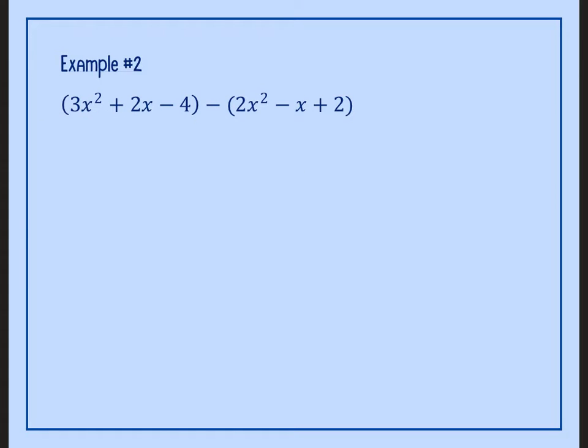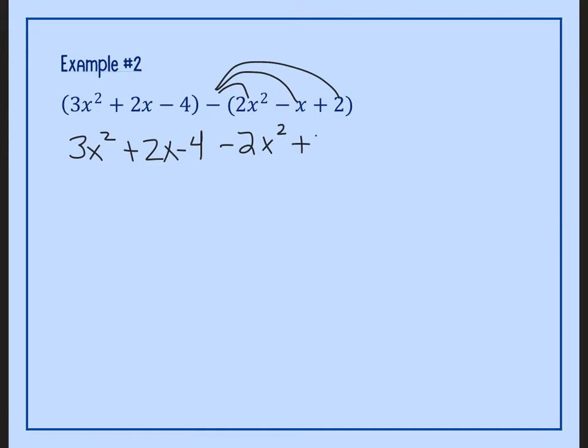So let's try it again, but this time, if you notice here, we are subtracting polynomials. So if we are going to subtract them, then this is like distributing a negative 1 into the parentheses. So this negative 1 needs to be multiplied here, here, and here. So bring down your first polynomial and no signs change. But now when we distribute that negative, that becomes a negative 2x squared. That becomes a positive x, and that becomes a negative 2. Notice that distributing the negative means that every sign inside the parentheses changed.